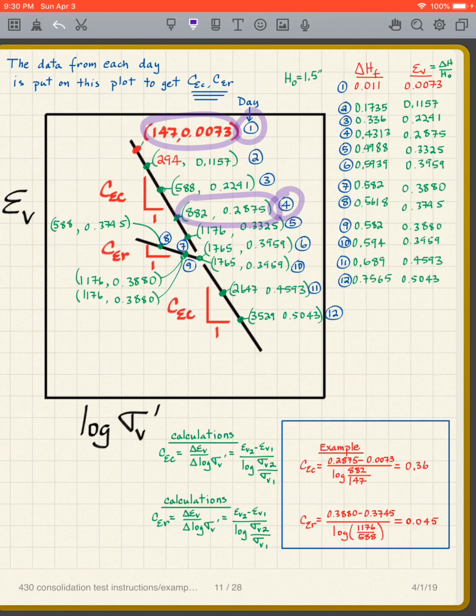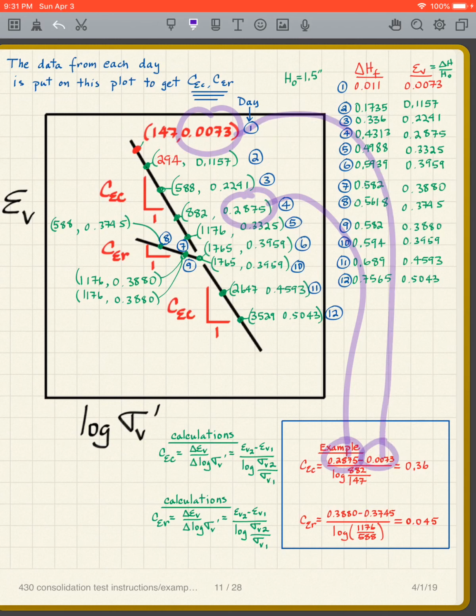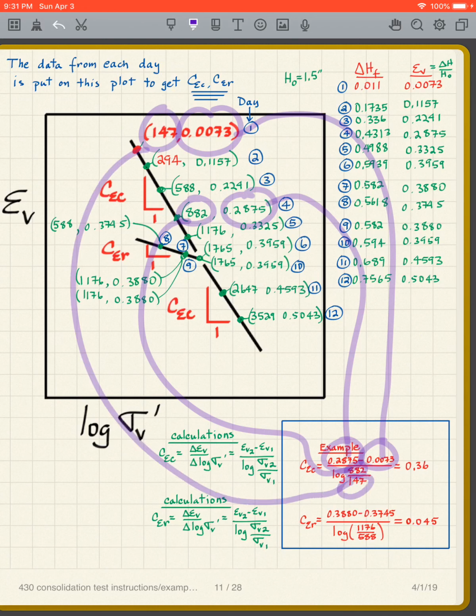And so I take the 0.2875, it goes here. I take the 0.073, it goes here. I take the 882, it goes there. And I take the 147 and that goes here. And I get my C-eps-c of 0.36.